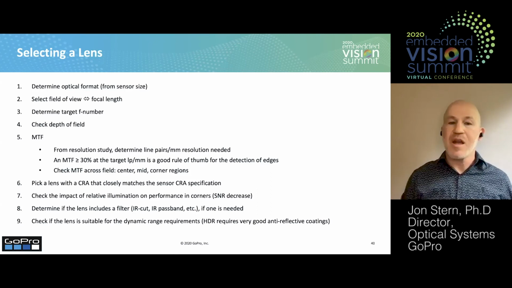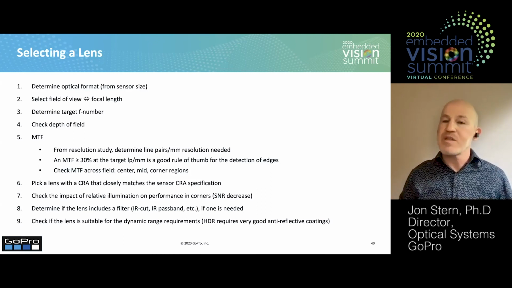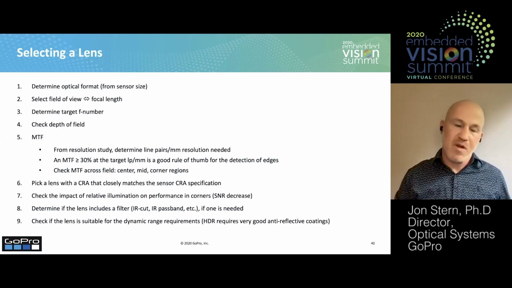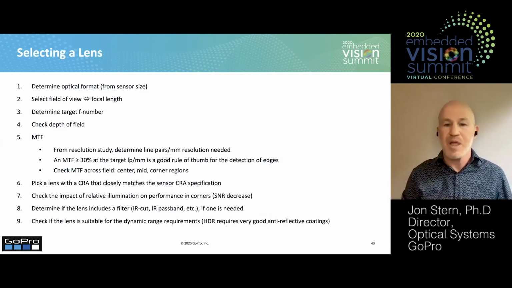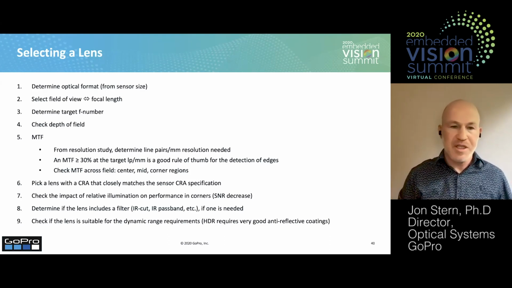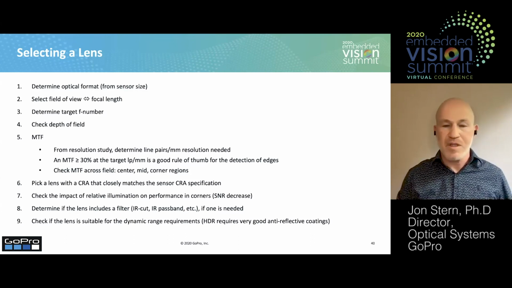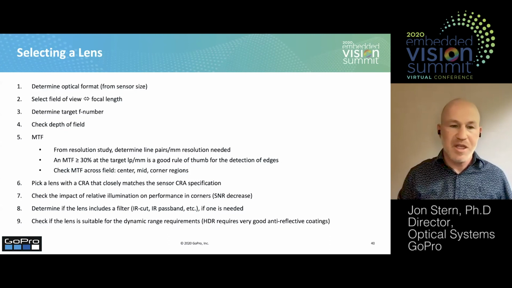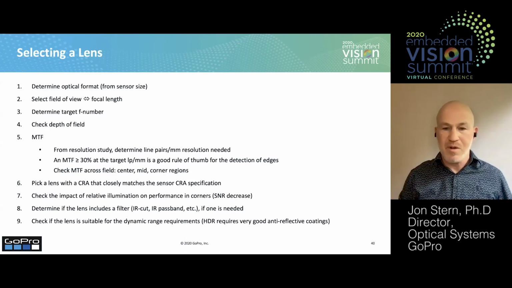From a resolution study, determine the line pairs per millimeter resolution needed. Remember that an MTF of equal or greater than 30% at the target line pairs per millimeter is a good rule of thumb for being able to detect edges. And then check the MTF across the field: center, mid, and corner regions. Pick a lens with a CRA that closely matches the sensor CRA specification, and check for the impact of relative illumination on the performance in corners, where SNR will decrease.